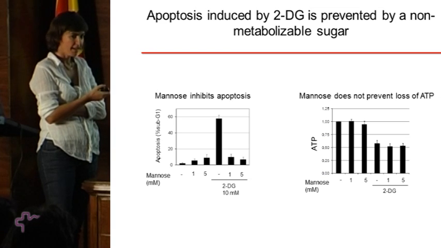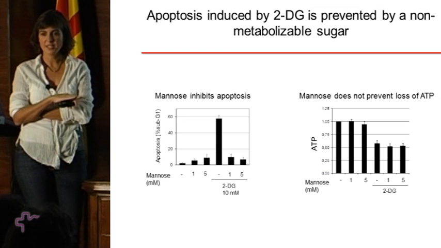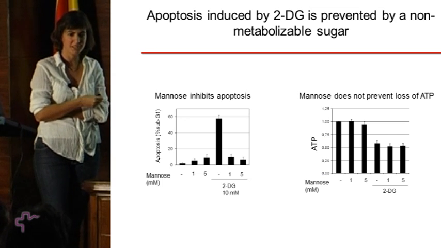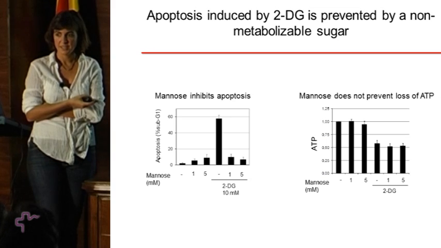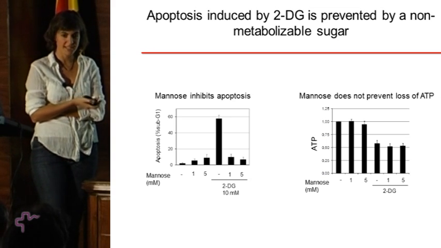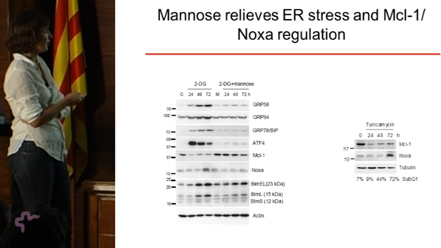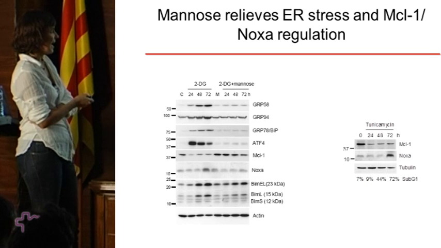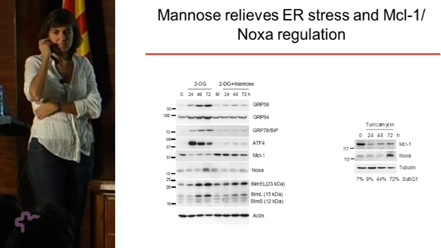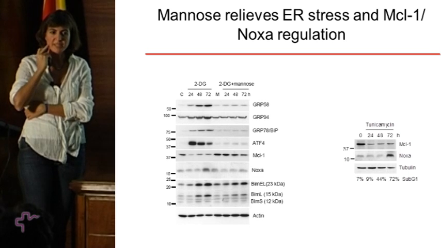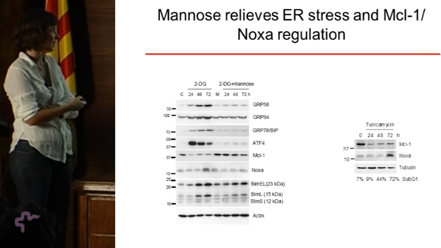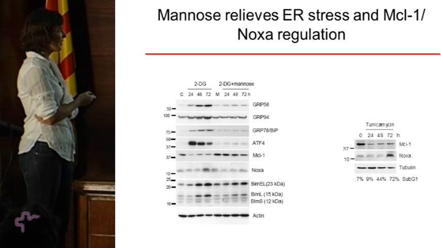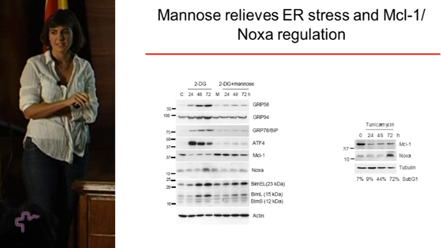So what's happening to the cells when you inhibit glycosylation? The first thing that happens is that proteins accumulate in the endoplasmic reticulum because they cannot fold properly. So it's endoplasmic reticulum stress. To make sure this was the case, we looked at endoplasmic reticulum stress markers, such as the GRP proteins and the transcription factor ATF4, which is induced very rapidly after ER stress. In the presence of mannose, ER stress induced by 2-deoxyglucose was completely prevented.